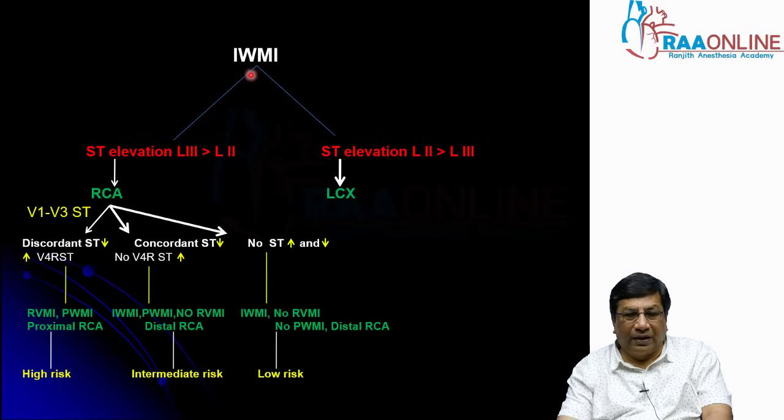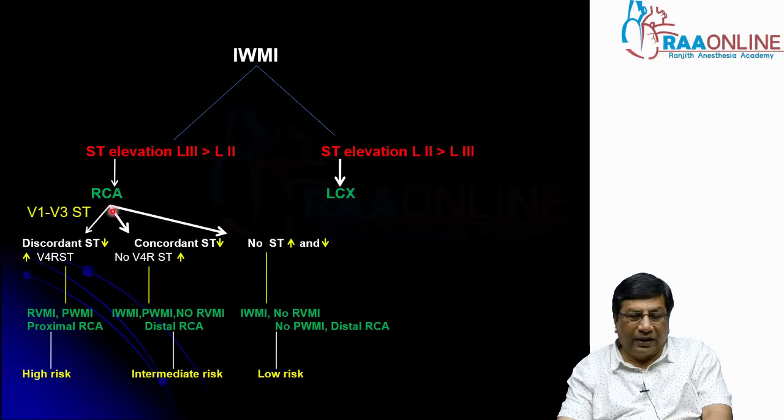Now, the summary of inferior wall infarction. If you have ST elevation more in L3 than L2, it is right coronary. Having decided right coronary, look at lead V4r if it is present. If lead V4r shows ST elevation, or if V4r is not present, look at the discordant ST segment depression between V1 and V2. V1 is normal, V2 is showing significant ST segment depression, meaning it is a discordant ST segment depression. It is a proximal right coronary lesion. Inferior wall is involved, posterior wall is involved, and the right ventricle is involved. So it's a high risk inferior wall infarction.